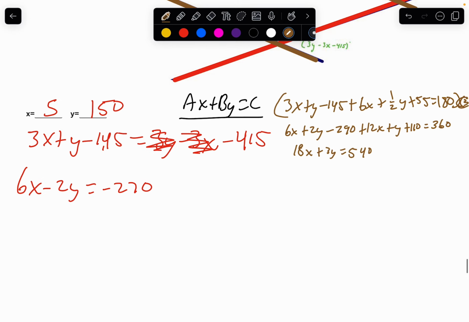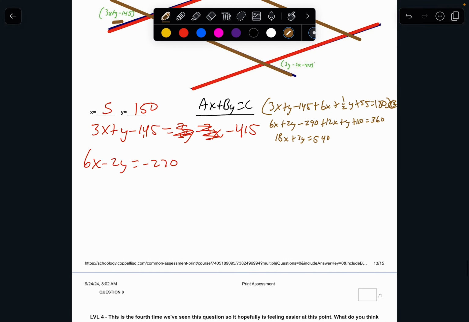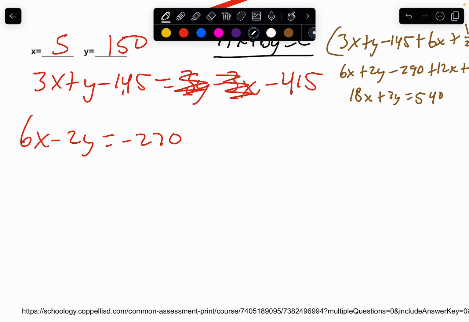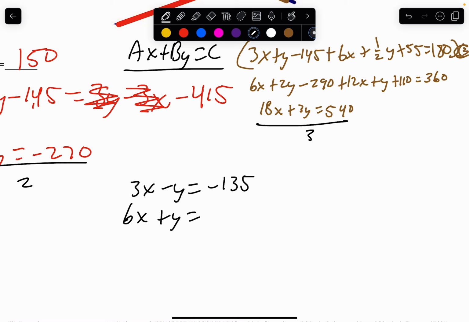Now, one of the things you could do is you could reduce these equations because like this one you can divide everything by 2, this one you can divide everything by 3. That's actually what I'll probably go ahead and do. I think those smaller numbers will make this easier. So if I divide everything by 2, I get the equation 3x minus y equals negative 135. Over here, if I divide everything by 3, I get 6x plus y. Ooh, that's real nice. 540 divided by 3, what is that? 54 divided by 3, what is that? Is that 18?